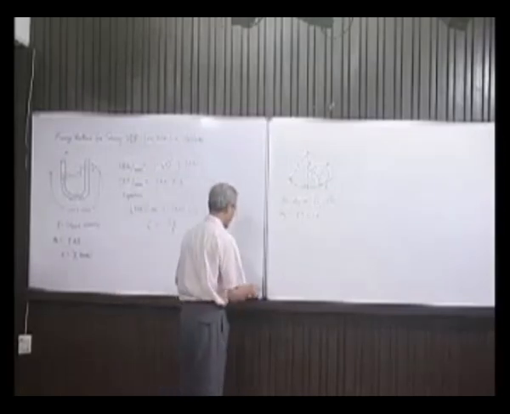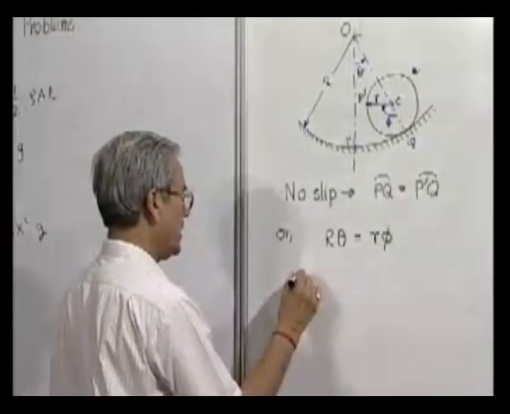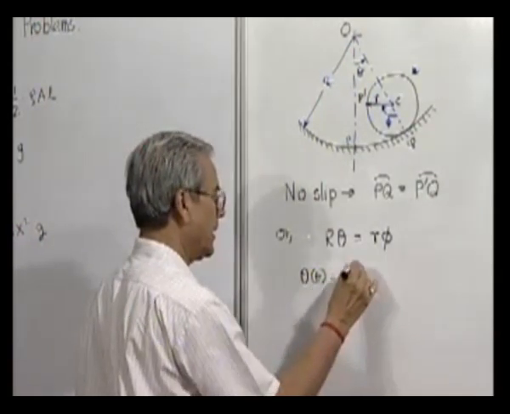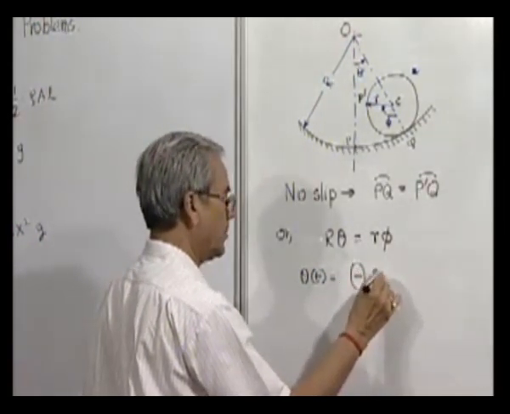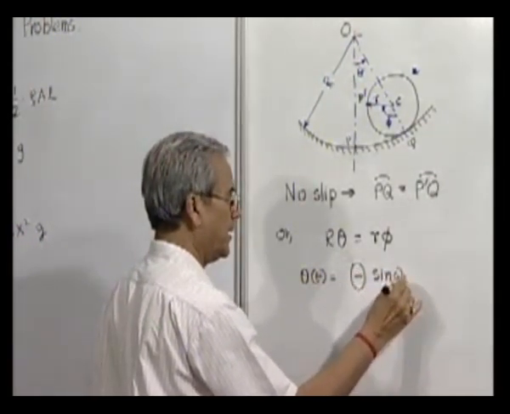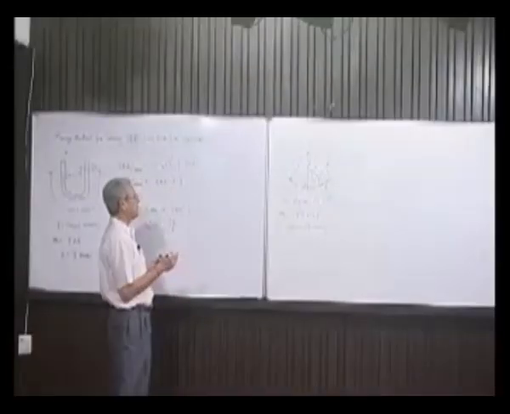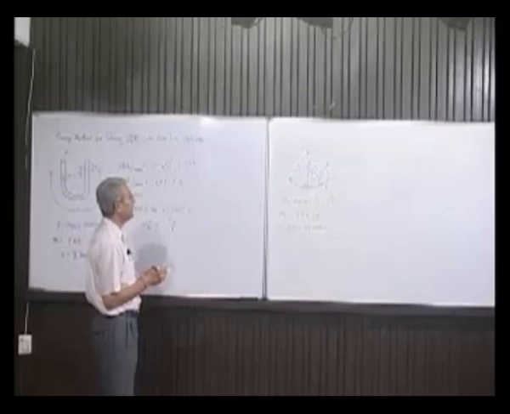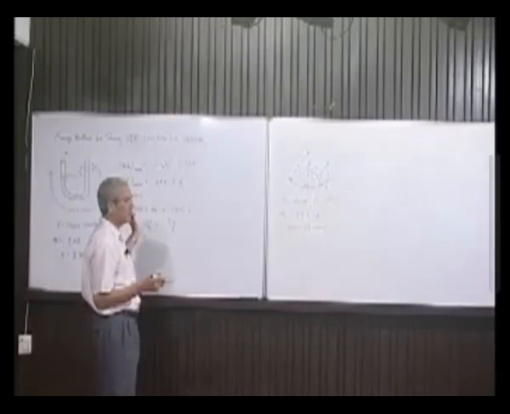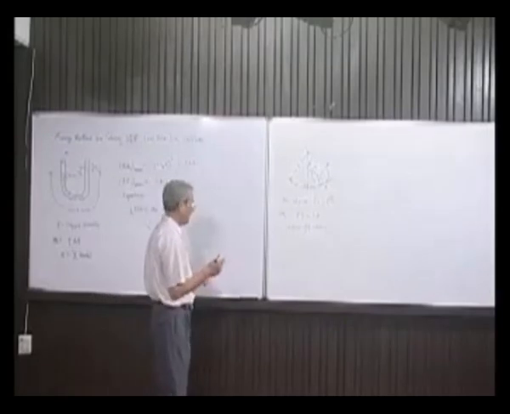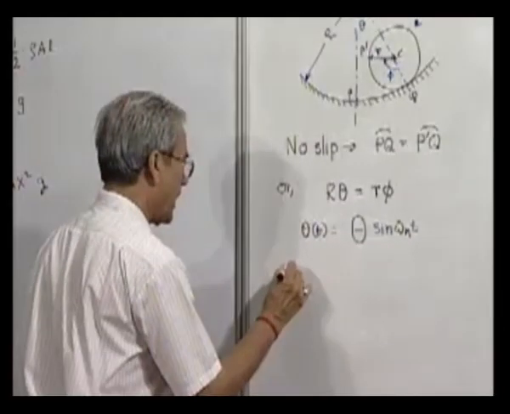Now, we consider theta to be a function of time, and that can be written as capital theta into sine omega t, when it executes the oscillation. Our objective is to find out omega n, and we will apply the same principle of equating potential energy and kinetic energy, their maximum. What is the maximum kinetic energy?